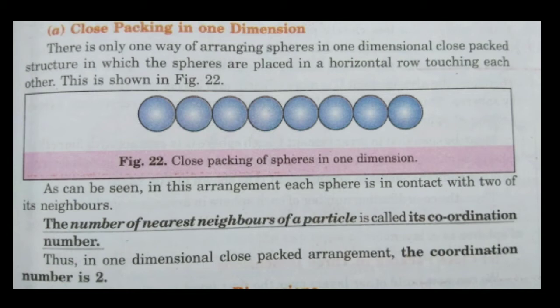There is only one way of arranging spheres in one-dimensional close-packed structure, in which the spheres are placed in a horizontal row touching each other. This is shown in figure. As can be seen in this arrangement, each sphere is in contact with 2 of its neighbors. The number of nearest neighbors of a particle is called its coordination number. Thus, in one-dimensional close-packed arrangement, the coordination number is 2 because each atom is in contact with 2 of its neighbors.